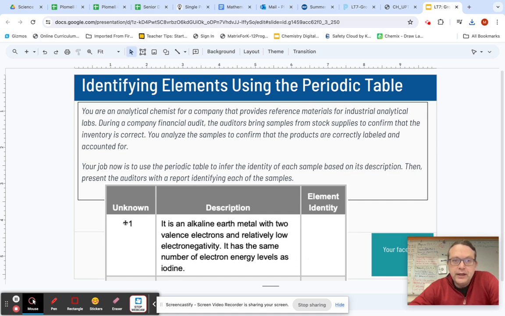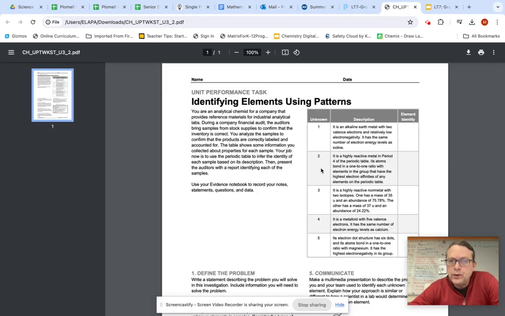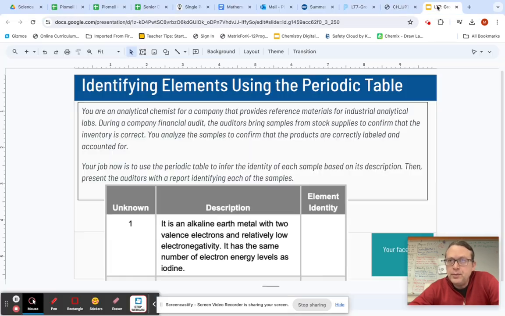So, description number one, it's an alkaline earth metal with two valence electrons and relatively low electronegativity. It has the same number of electron energy levels as iodine. So there are four more descriptions for you to read and decipher on the PDF worksheet.